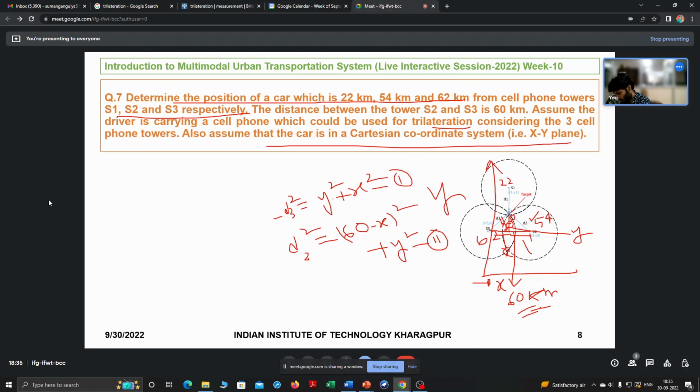So x square minus 3600 minus 120x plus x square plus 120x minus x square. So then 120x is equal to 60 PQ square minus 54 square, plus 3600 by 1.